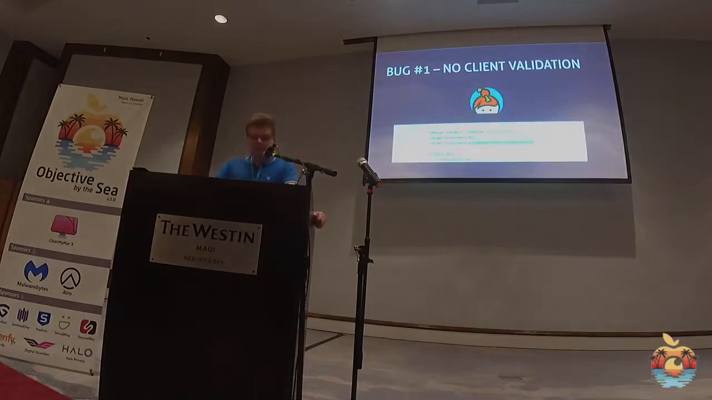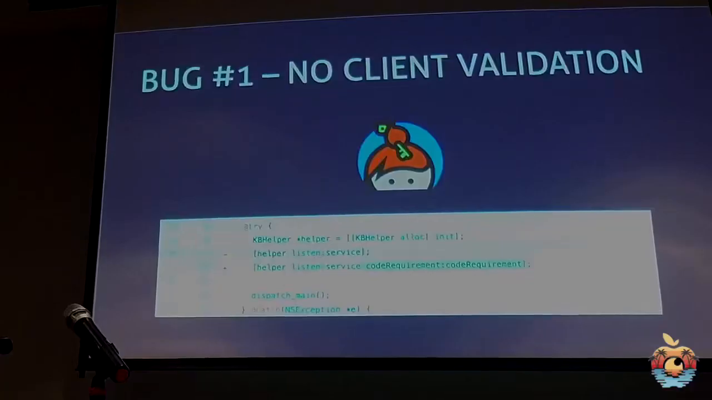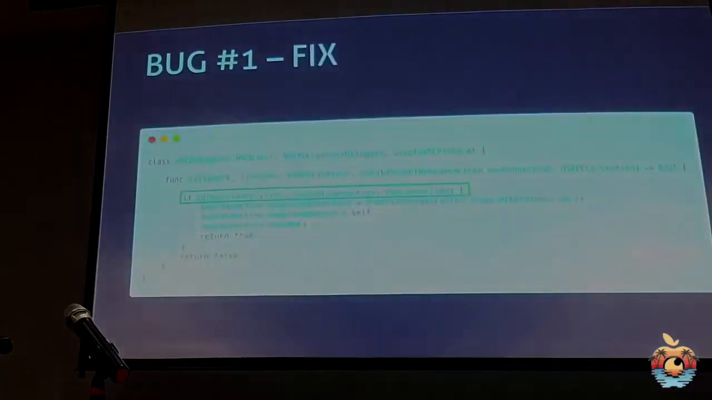And the fix for that, of course, is that the server now checks for the code requirement. In our privileged helper, we are adding a new if with validation logic. So in the listener should accept new connection method, we are performing the validation. If the client is validly verified, we return true. In other case, we return false and invalidate the XPC connection.